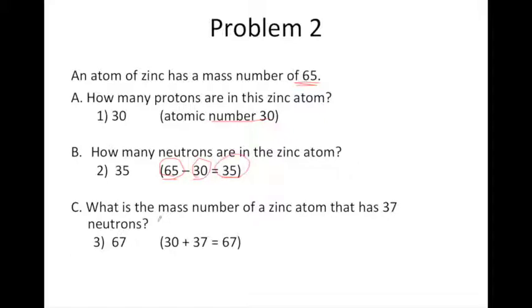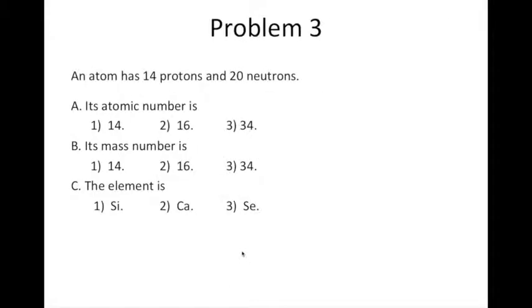What is the mass number of the zinc atom that has 37 neutrons? Well, we know its atomic number, its protons, is 30. Its number of neutrons is 37, so add those together to get the mass number of 67. Okay. Let's try another problem. Again, take a look at your periodic table, pause the video, and try this one.